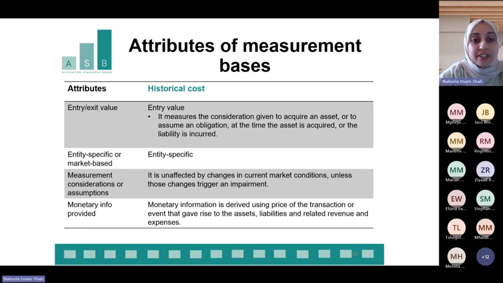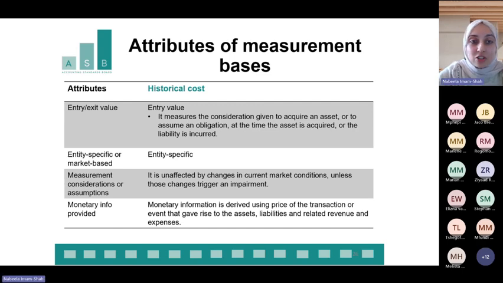Okay, so starting first with historical cost, what are its attributes? It is an entry value because it measures the consideration given to acquire an asset or to assume an obligation at the time the asset is acquired or the liability is incurred. It is an entity-specific value. Looking at the measurement considerations or assumptions, it is unaffected by changes in current market conditions unless those changes trigger an impairment.